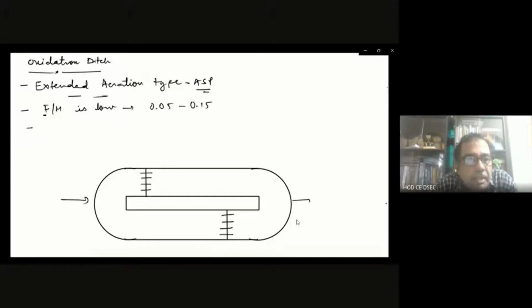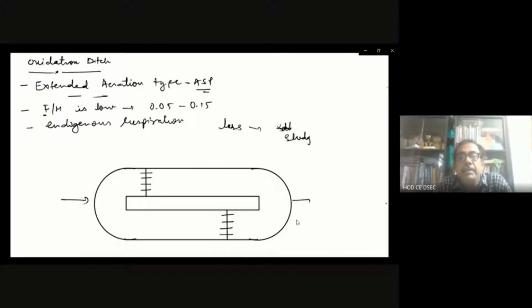So what is food? Food means the carbonaceous organic matter which will be oxidized, and M is the biomass. So the food by microorganism ratio is low, which means it is tending to the endogenous respiration of the biomass. That means the sludge amount will be less and it can be sent to the sludge drying bed, the sand bed. So that is the advantage here. Sludge quantity is less compared to the conventional activated sludge process.